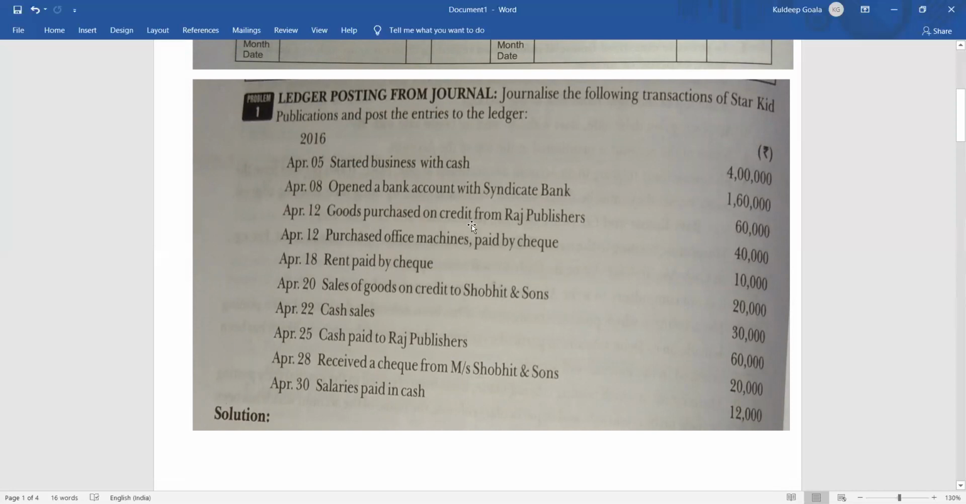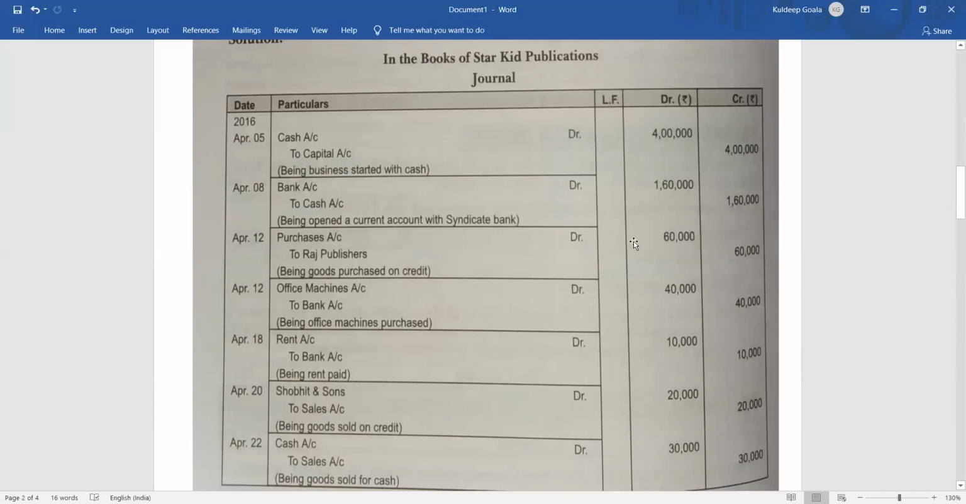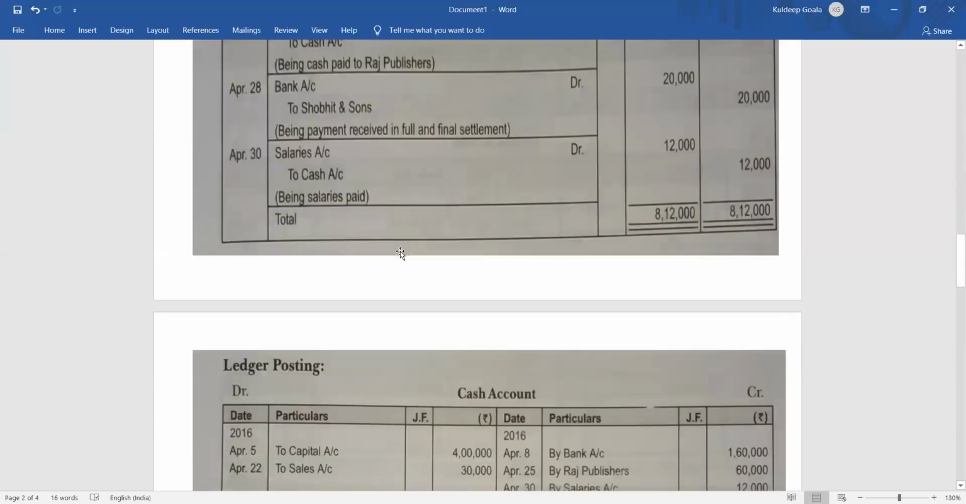Then goods purchased on credit from Raj Publishers. How much? 60,000. So if you purchase on credit, it will be purchase account debit to Raj Publisher. They are the giver, right? So purchase account debit to Raj Publisher. You can see the journal entry: purchase account debit 60,000 to Raj Publisher 60,000. So what will you do here? Purchase account is debited. So go in the debit side of purchase account, and what will you write? To Raj Publisher. Clear?